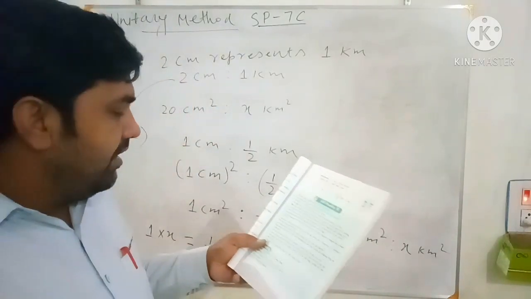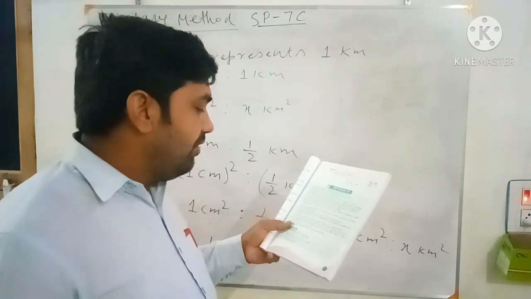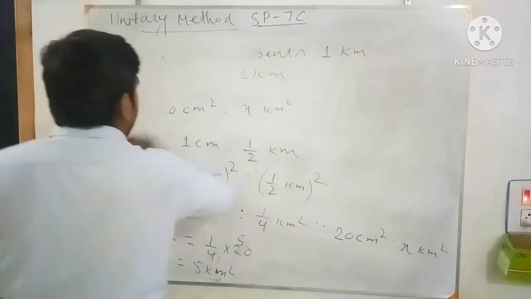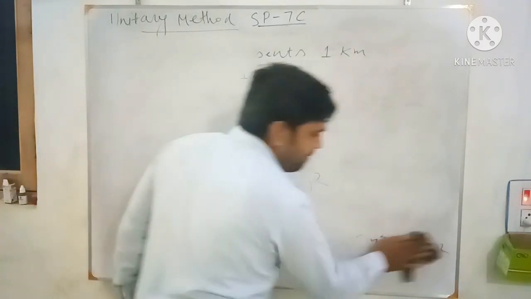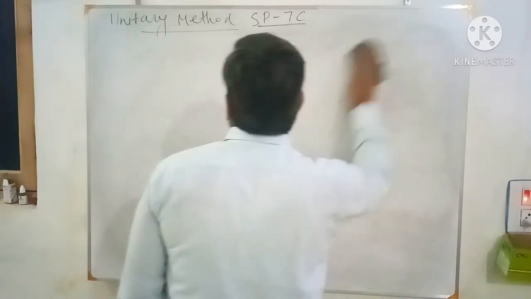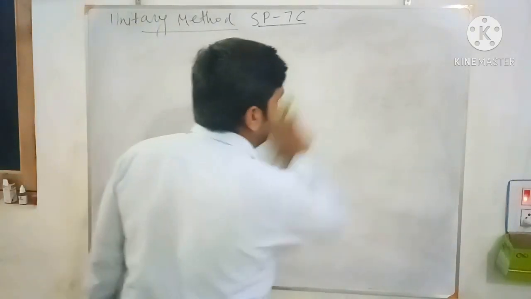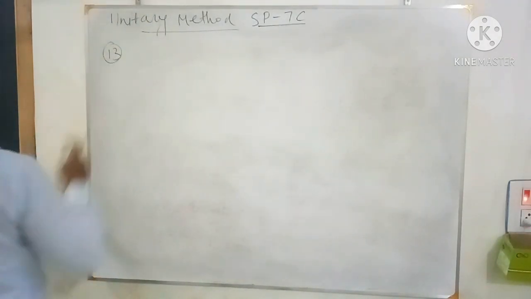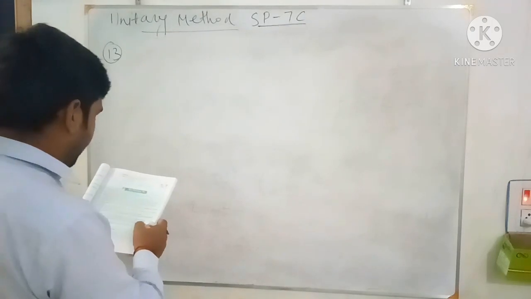Okay. Similarly, question number 13: 24 men can repair a road in 15 days. How long will it take 20 men to do so if all work at the same rate? Now see, we will do question number 13. In question number 13, 24 men can repair a road in 15 days. How long will it take 20 men to do so if they work at the same rate?